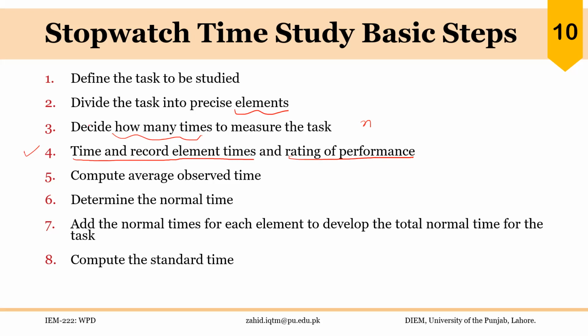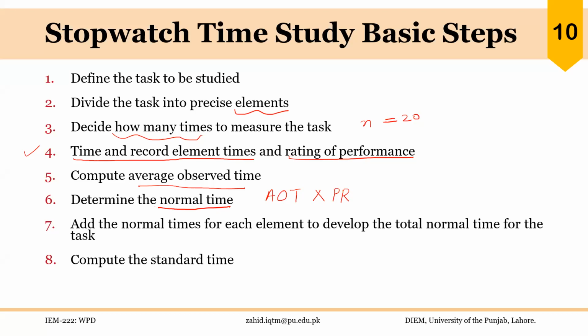Step number 5 is to compute the average observed time. So let's suppose n was 20, so you took 20 readings, so you have to take the average of those. So that is the average observed time. In step number 6, you have to find the normal time. That is the average observed time that was found in step number 5 multiplied by the performance rating that was assigned in step number 4. So that gives us normal time.